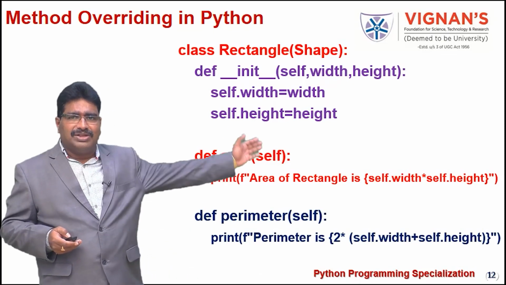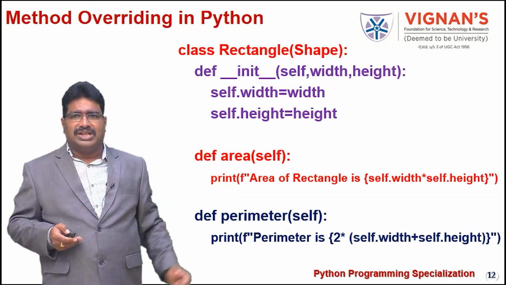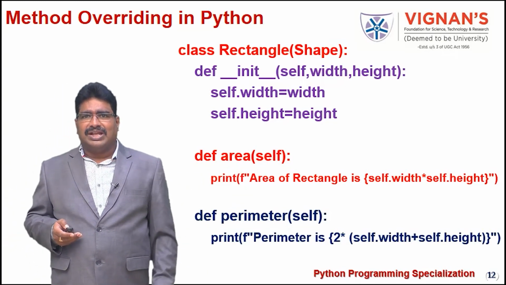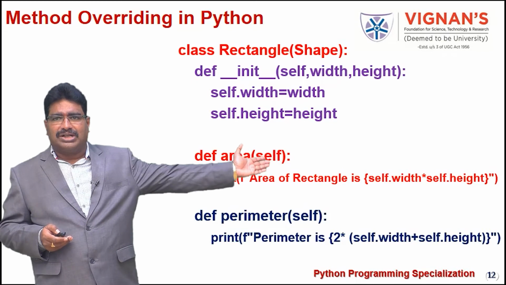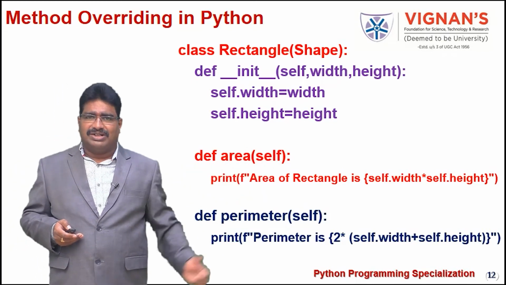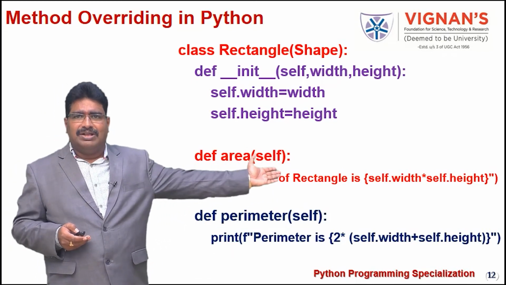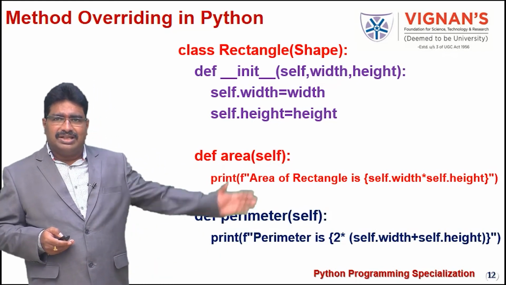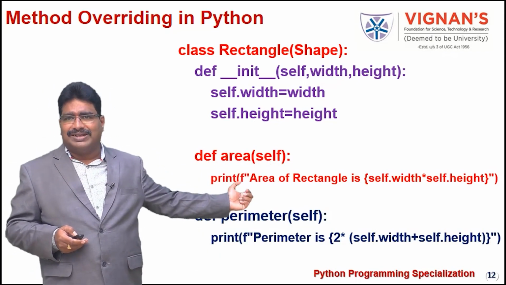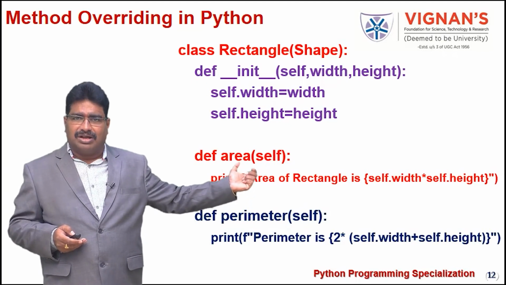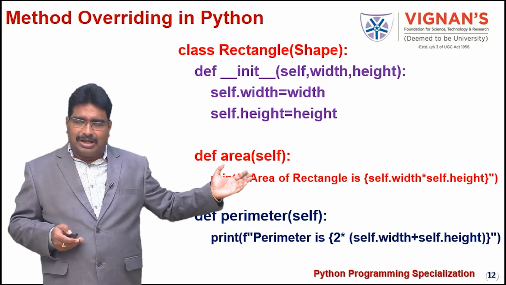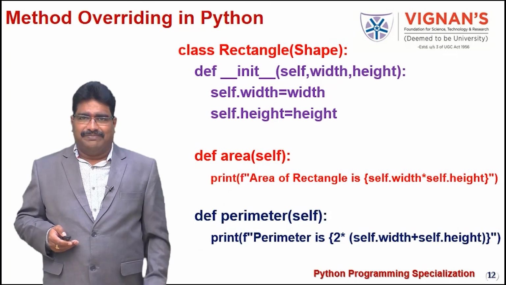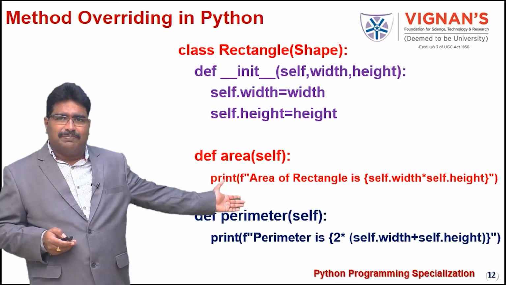We use this statement to define the area of the rectangle, and here we simply display the area of the rectangle, which is the product of width and height. For that reason, we write the print statement: the area of the rectangle is self.width times self.height, as formatted output. So based on the object on which we call area, that object's width and height product is displayed on the screen.